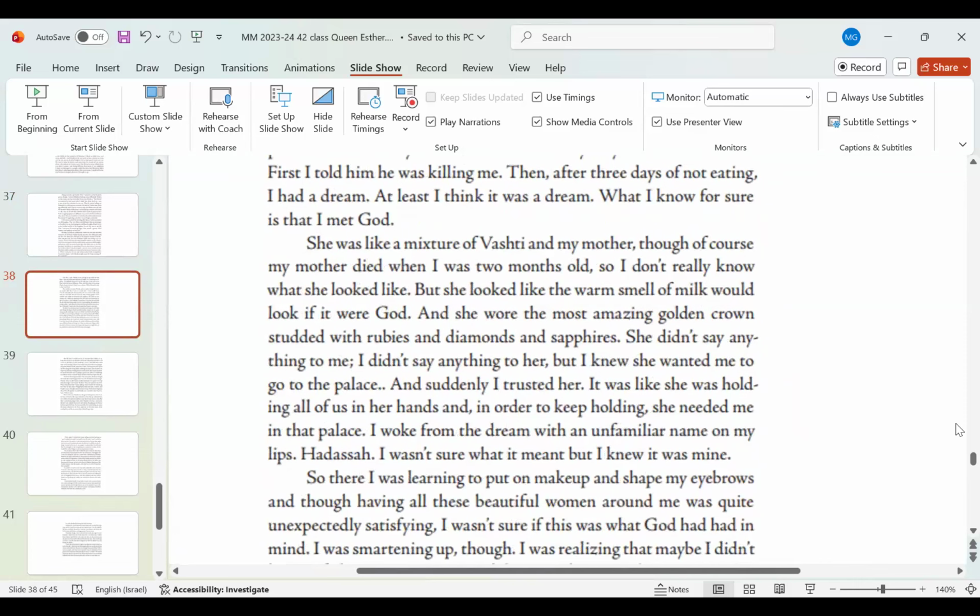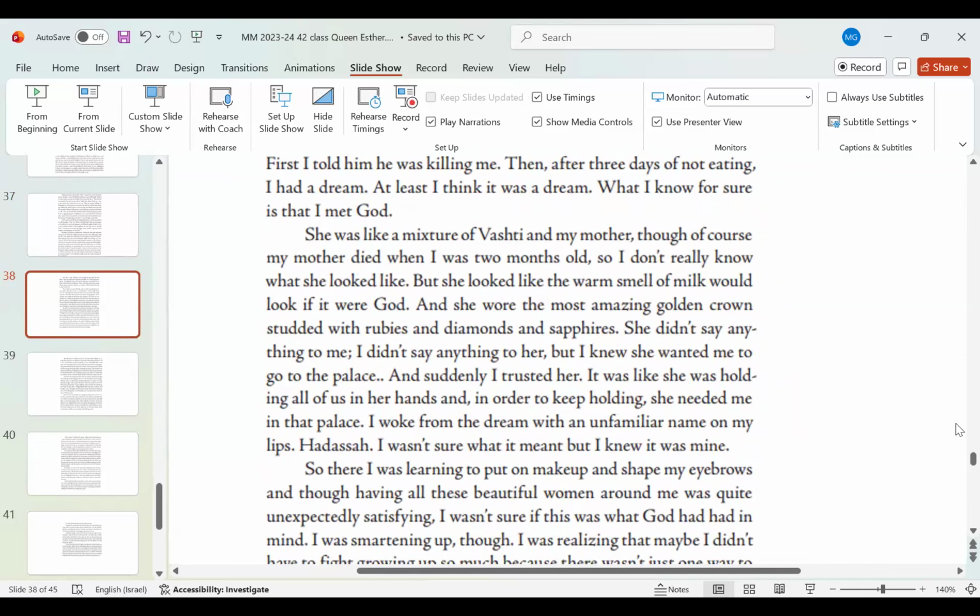What I know for sure is that I met God. She was like a mixture of Vashti and my mother, though of course my mother died when I was 2 months old. So I don't really know what she looked like, but she looked like the warm smell of milk would look as if it were God. And she wore the most amazing golden crown studded with rubies and diamonds and sapphires.